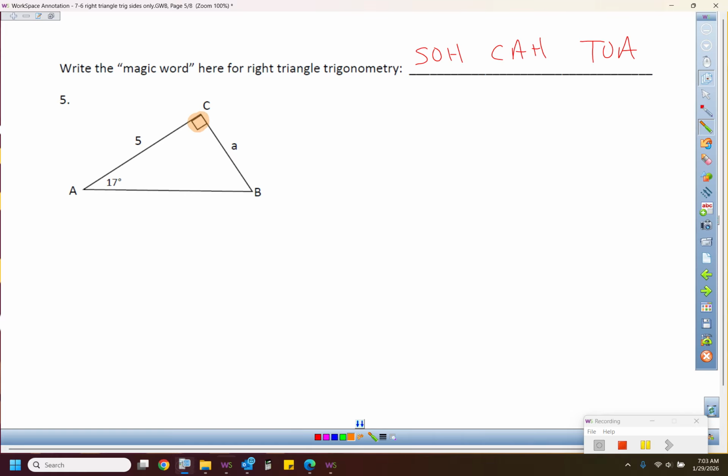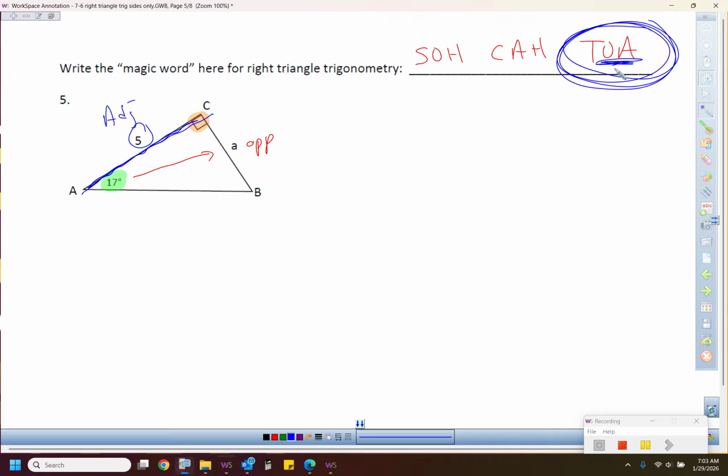He is a right triangle, and I have a mixture of side lengths and angle measures, and I don't have enough sides to do Pythagorean theorem, so I focus all my attention on him, and realize who these letters are. Who is this A? Opposite, adjacent, or hypotenuse? He is opposite. Who is this 5 in relation to the 17? He is adjacent. Then I go to SOH CAH TOA and see which one is dealing with opposite and adjacent. Here's my winner chicken dinner.